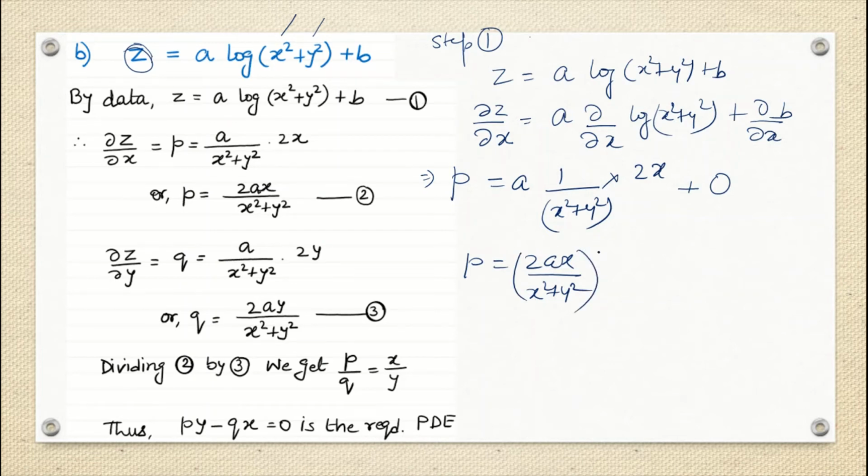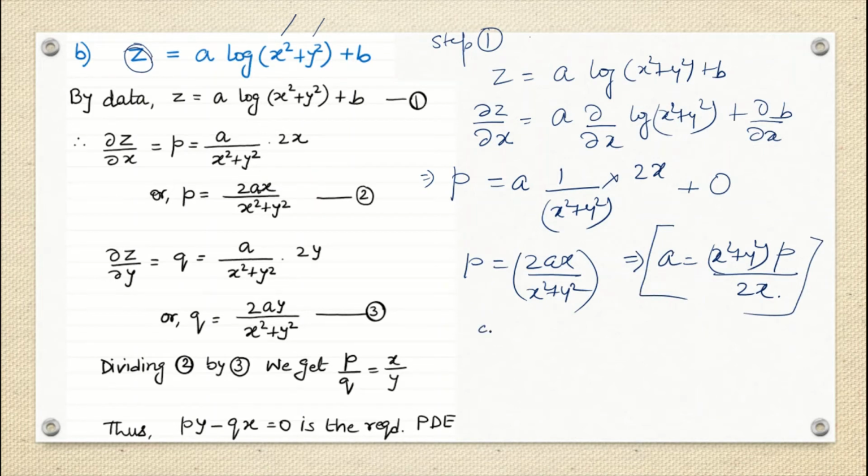Now what we have seen in the previous example is that if I'm going to replace this arbitrary constant with the given expression, we get the result. So that means what I should write down here? A should be actually x square plus y square into p, divided by 2x. Okay. Now the second thing is what?